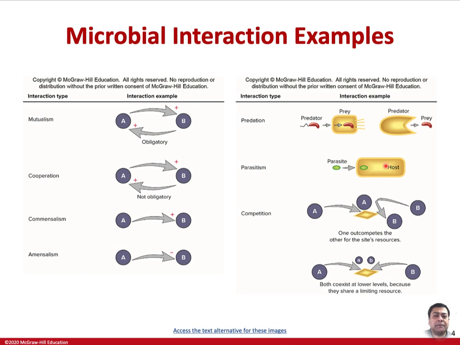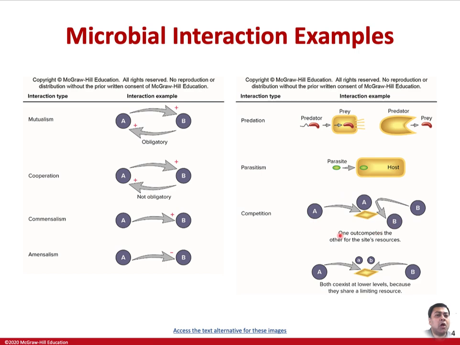Then we have parasitism. Parasitism is a type of relationship where one organism captures and feeds on another one. In this relationship, the host which hosts the parasite is always harmed. So this is always a harmful relationship for the host, and the parasite is always benefited.